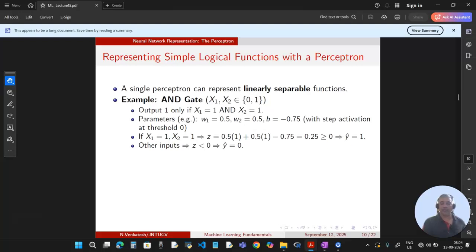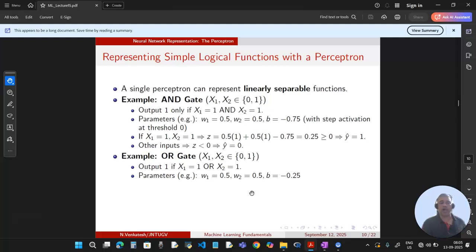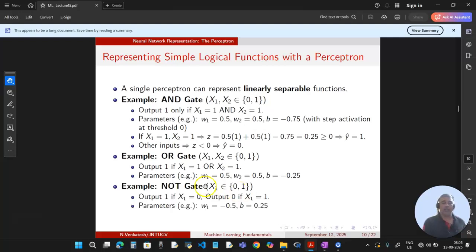Similarly, we can have another example for OR, where we can choose appropriate W1, W2 and B values. Similarly, it can also have some weight values and can also be used for the NOT gate. Now, we directly showed the W1, W2, B values, but as we said, this perceptron has the capability of learning. So what is the learning algorithm that it uses?